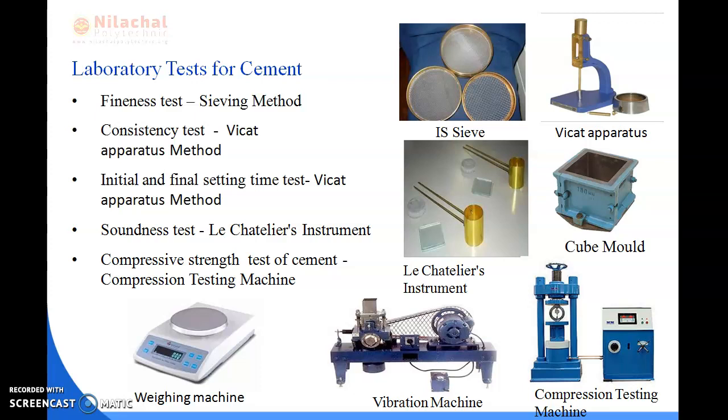And the last one is the compressive strength test of the cement. There are many types of instruments we require in this test: this one is the cube mould, this one is the vibration machine, and this one is the compression testing machine. In the compression testing machine, this test is mainly carried out on standard cubes of good cement. The standard sand mortar ratio of 1:3 is taken to determine the compressive strength of the cement.